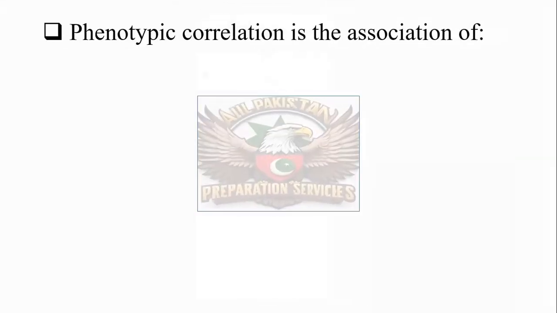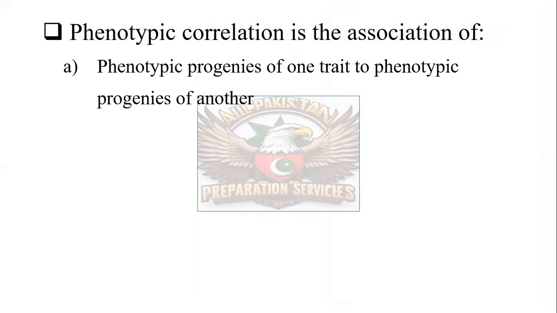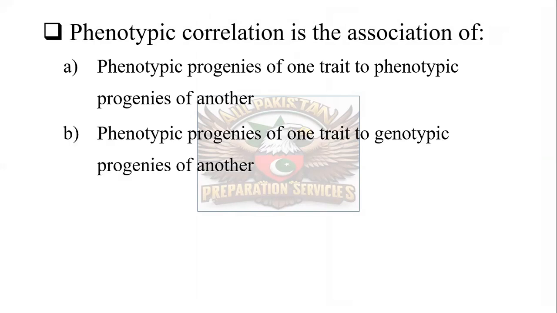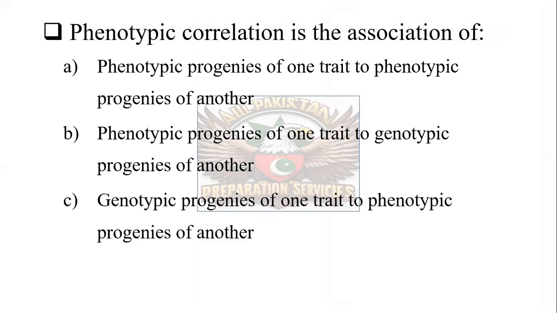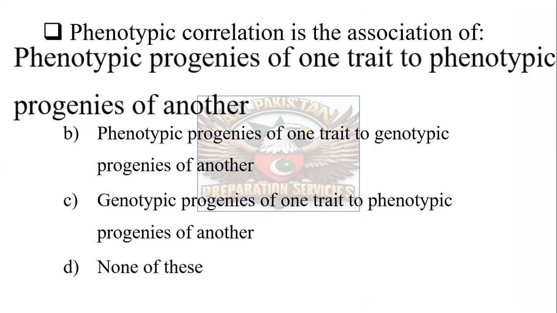Next question is that phenotypic correlation is the association of phenotypic progenies of one trait to phenotypic progenies of another, phenotypic progenies of one trait to genotypic progenies of another, genotypic progenies of one trait to phenotypic progenies of other, or none of these. And the correct one is phenotypic progenies of one trait to phenotypic progenies of another. Phenotypic correlation is the association of phenotypic progenies of one trait to phenotypic progenies of another trait. This is the correct option.